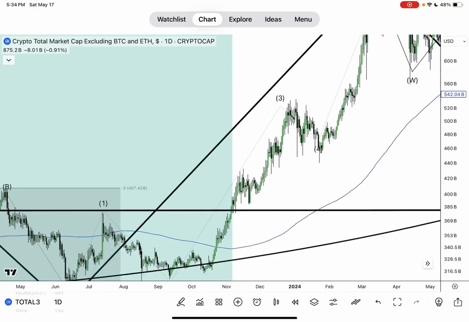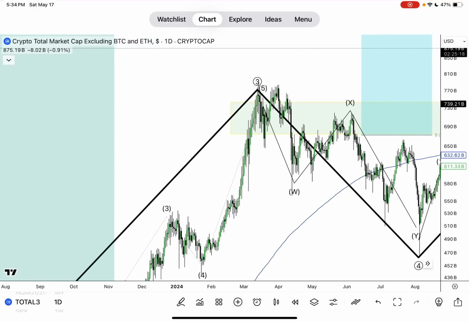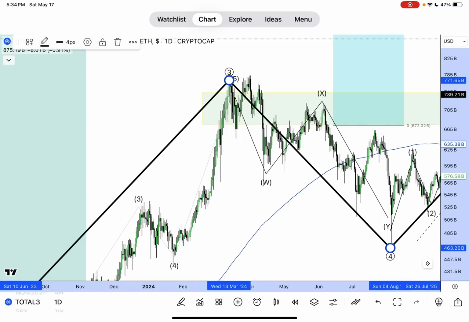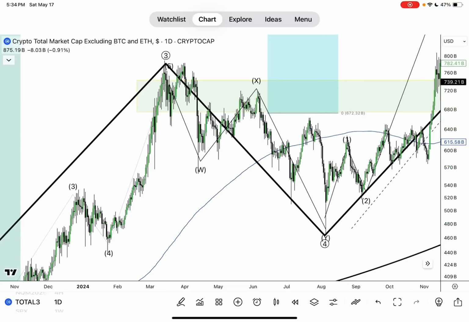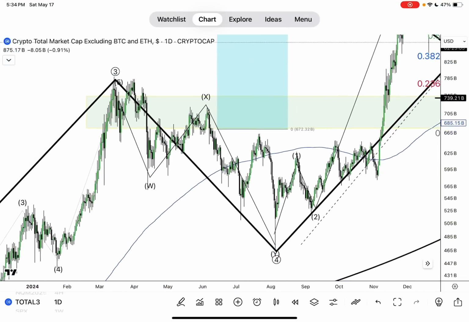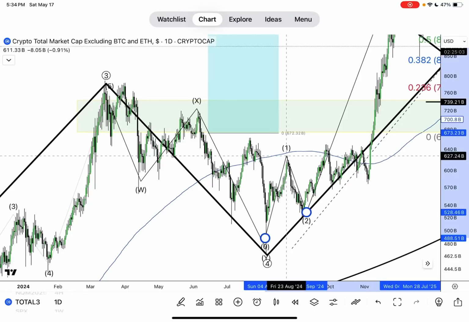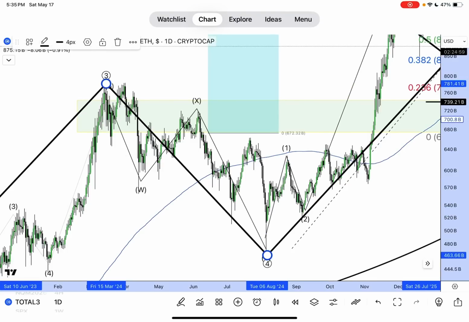This is your wave 2. You have your 3rd wave to the upside, a quick WXY correction for your wave 4, and then we go up for your wave 5 of 3, which took us right to March of 2024. Then we had a WXY correction down for your macro wave 4, lasting a little bit over 7 months. And then we had a wave 1, and now we're starting our wave 5 to the upside.